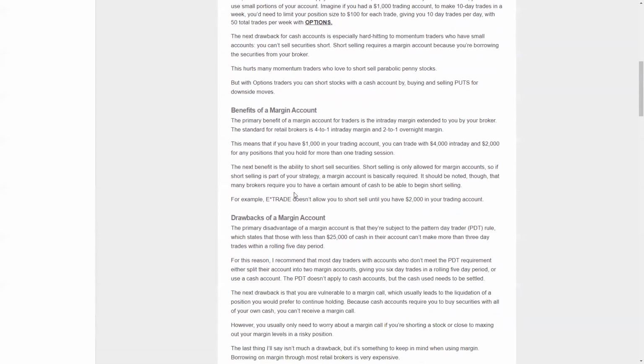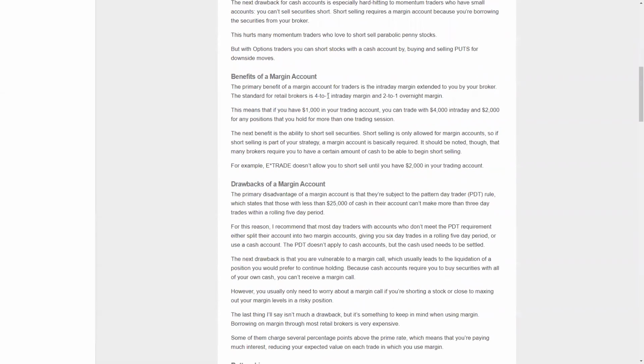Now, benefits of a margin account. Some people are like, oh, well, maybe I've got 25K, maybe I want to sit in the margin account and see what I got here. Now, here's the benefits. The primary benefit of a margin account for traders is the intraday margin extended to you by your broker. The standard for retail brokers is 4-to-1 intraday margin and 2-to-1 overnight margin. So this means that if you have $1,000 in your trading account, you can trade with $4,000 intraday and $2,000 for any position that you hold for more than one trading session or overnight.